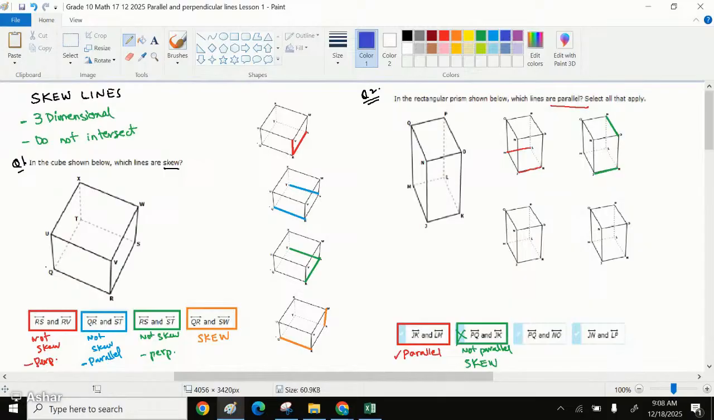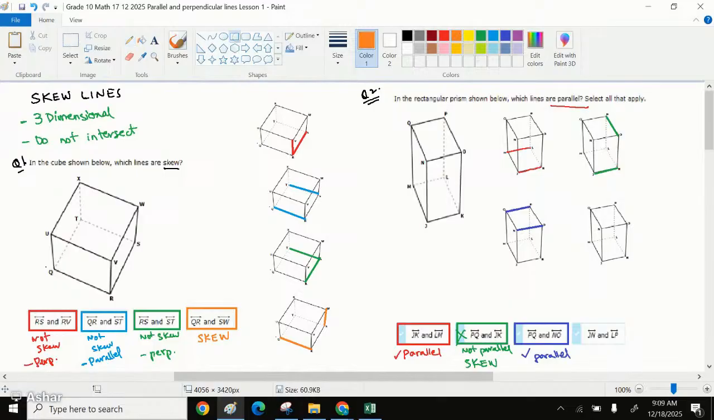The next one is PQ and NO. Where is PQ? Let's look at PQ. This is PQ and this is NO. So these lines are, yes, they are parallel.